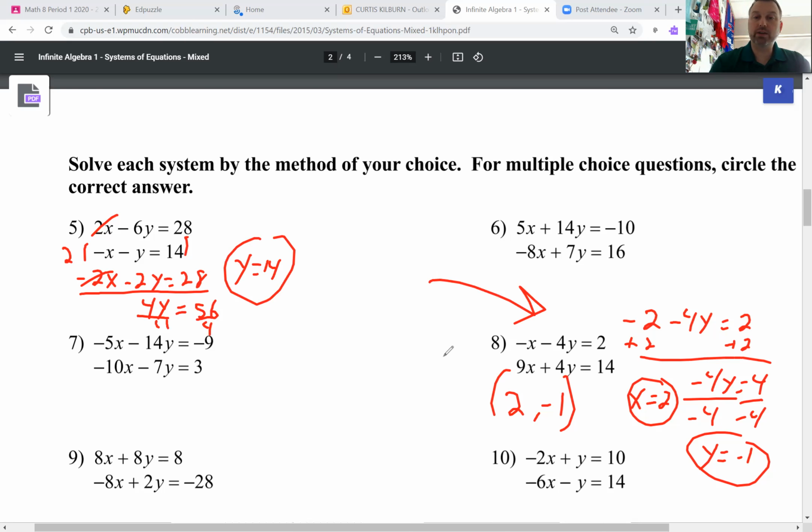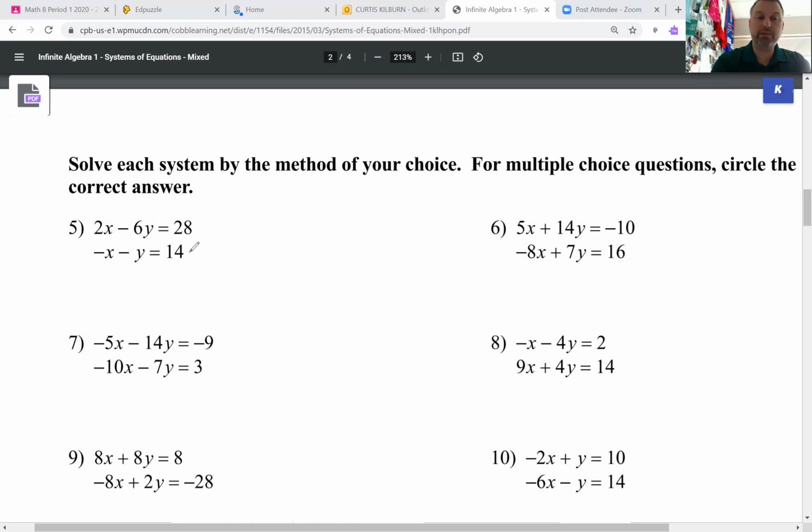What if you wanted to get rid of the y's? What would you multiply the bottom equation by to get rid of the y's? Hopefully you said a negative 6, because watch what happens. When I distribute this negative 6, I'm going to get 6x, because negative 6 times negative 1 is a positive 6. Negative 6 times negative 1 is again positive 6. Don't forget the y equals 8. No, 14 times 6 is 84. And negative times positive is negative.